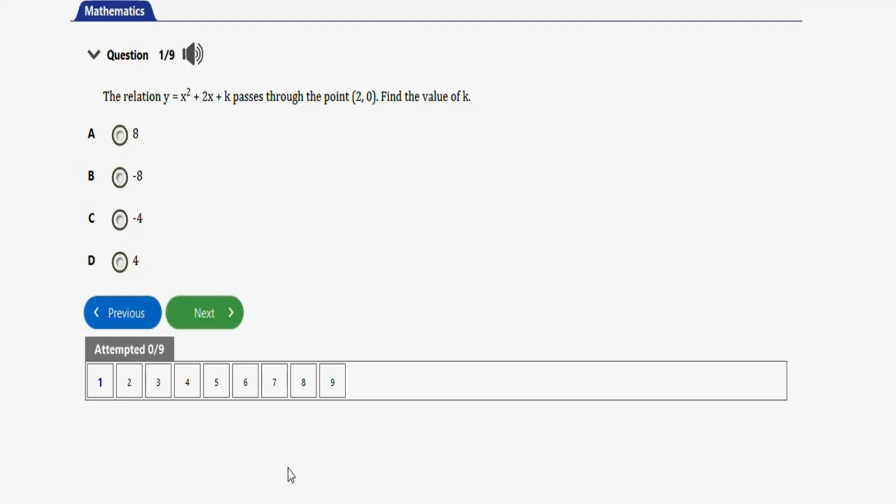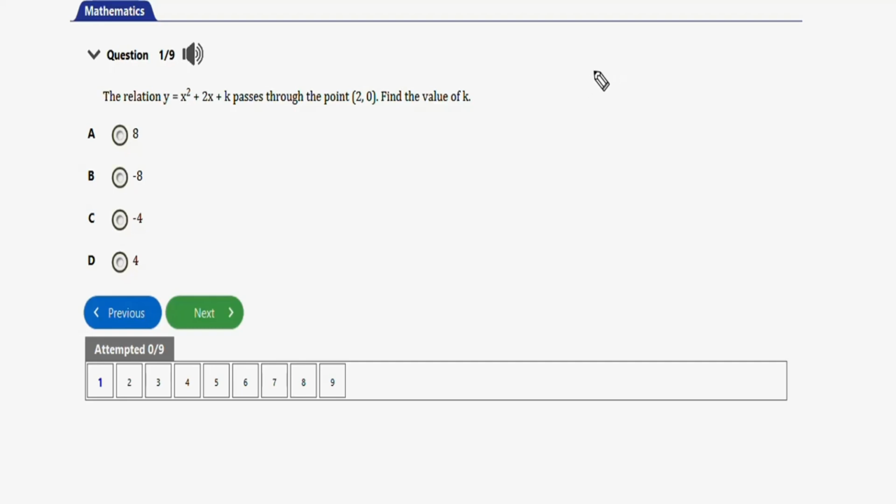So let's get started. The first question I have here says the relation y equals x squared plus 2x plus k passes through the point (2, 0). Find the value of k. So guys, this problem is actually very easy. Looking at it may appear complicated, but it's easy. Let me show you that it's easy.